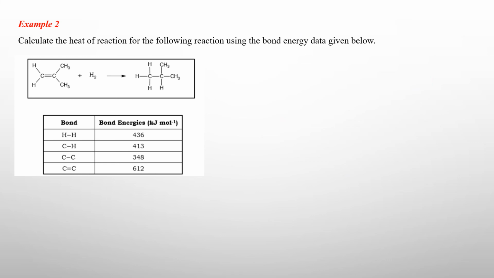Okay, let's look at another example. This time we are already given the structural equation, so we don't have to do anything to that. All we have to do is figure out which bonds are not affected, which bonds remain the same on the reactant and product side. So I'm going to highlight that bit.